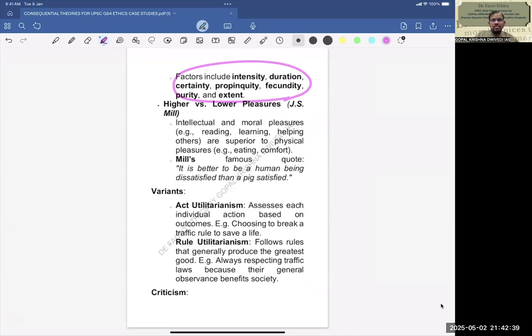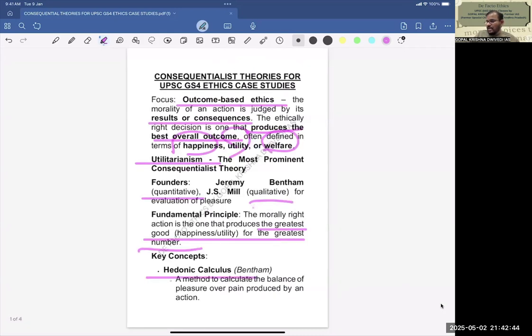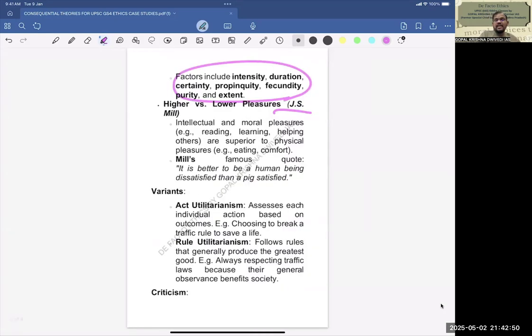Now, what Mill says: Mill has emphasized the qualitative aspect of pleasure and pain. Mill says that there are certain kinds of pleasure which are higher and certain kinds which are lower. For example, intellectual and moral pleasures are higher kinds of pleasure. Reading, learning, helping others are superior to physical pleasures such as eating, comfort, etc. Mill has given one statement also: it is better to be a human being dissatisfied than a pig satisfied. So Mill basically says that qualitative pleasures are more important than non-qualitative or inferior physical pleasures.